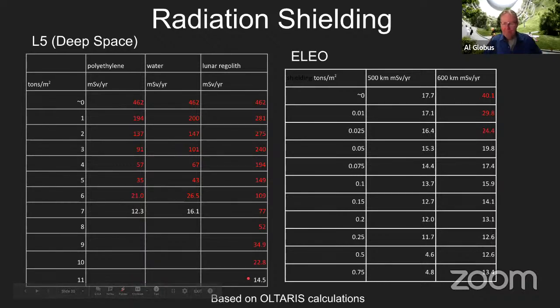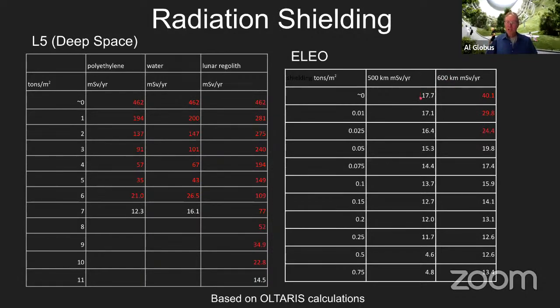Now, what about equatorial low Earth orbit? Here we go, LEO. So here we go, tons of material. Notice these numbers are much smaller. Here's for 500 kilometers up, and this is polyethylene shielding. 600 kilometers is also a polyethylene, but it's a little different.